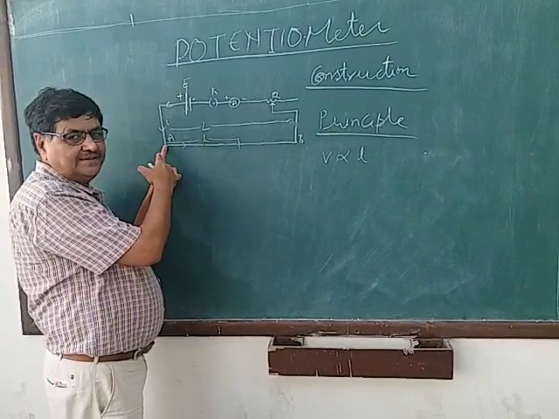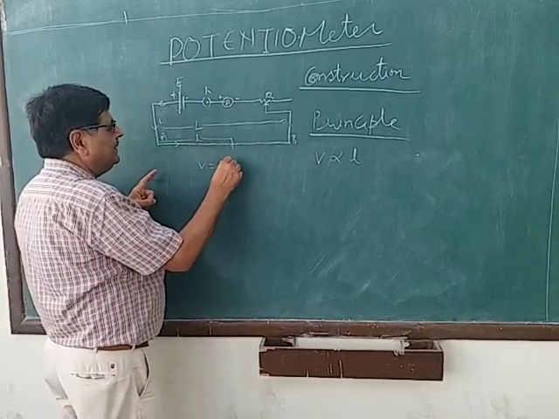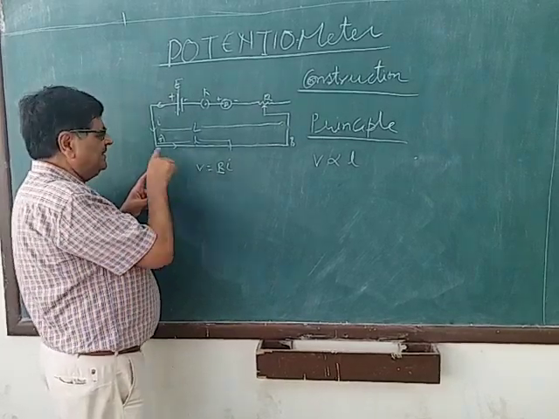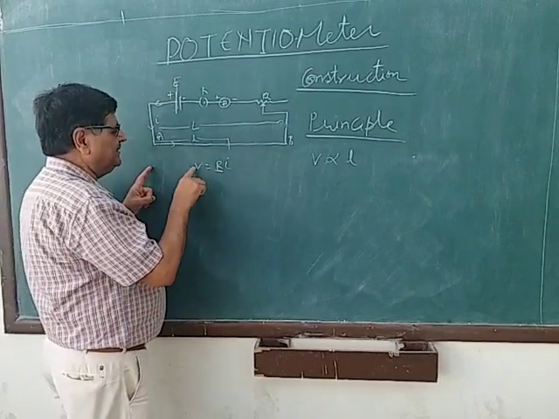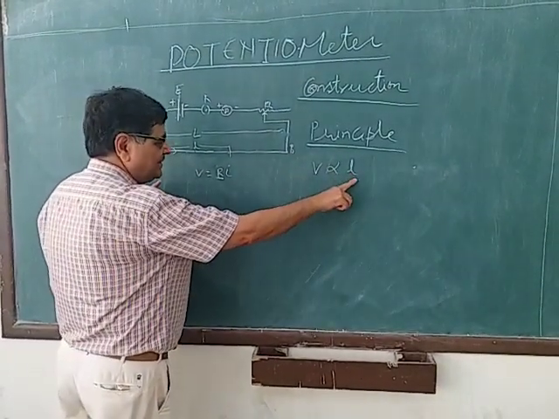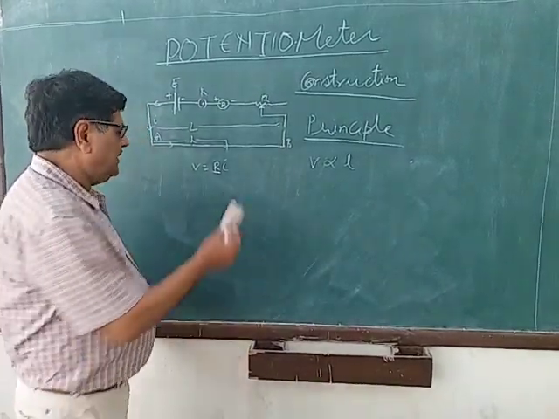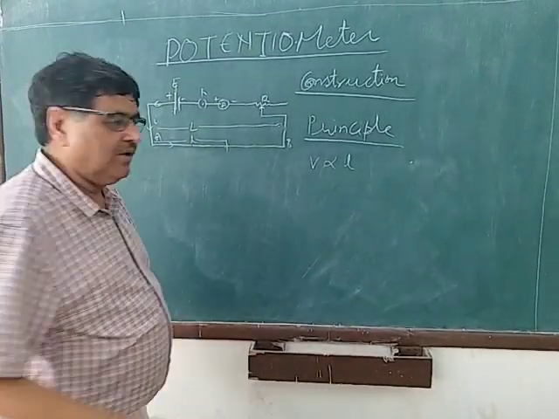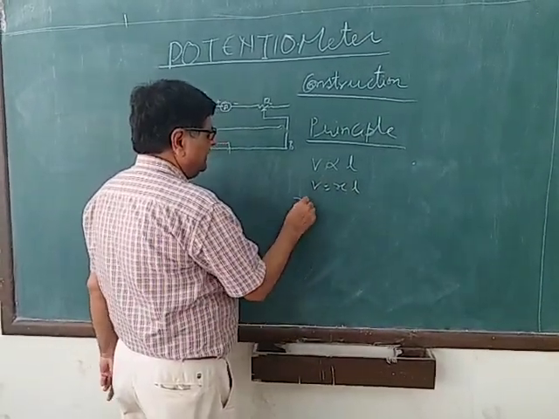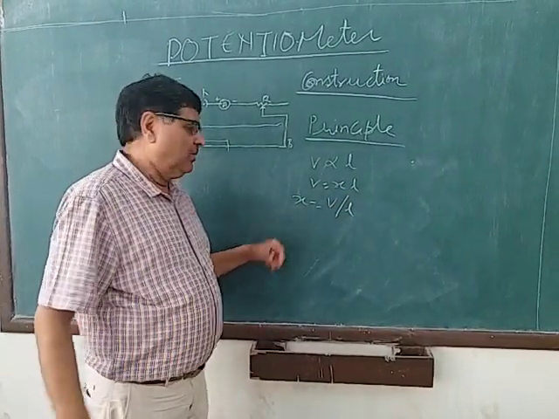And potential difference, you know that V is equal to Ri. So when R is varying, V is also varying. R increases along with the length, so V also increases along with the length. That's why we can say that V is directly proportional to length. So this is the principle of potentiometer. V is equal to X L. X is equal to V by L, a constant called potential gradient.